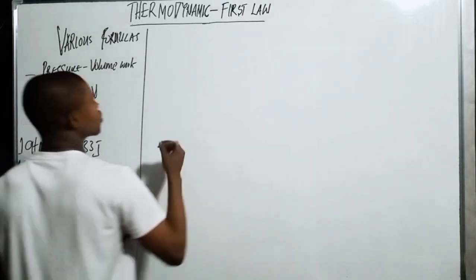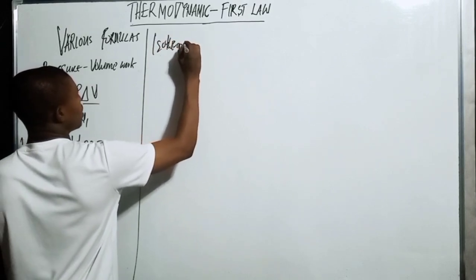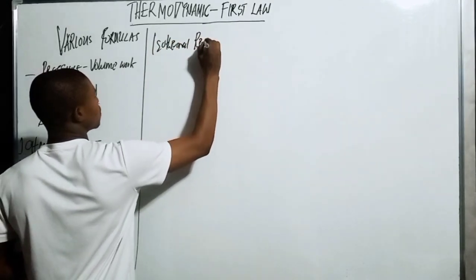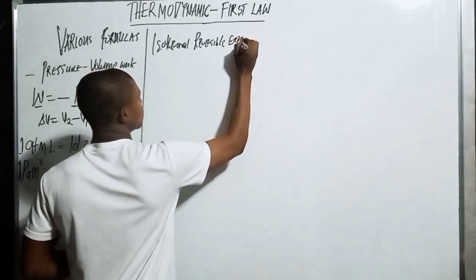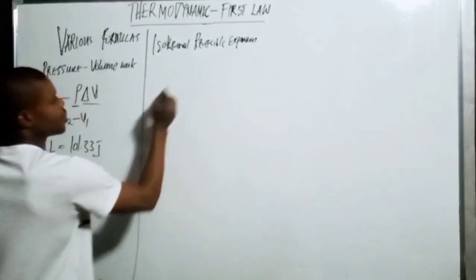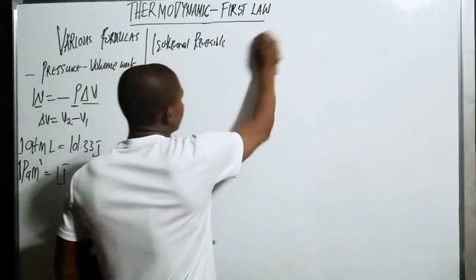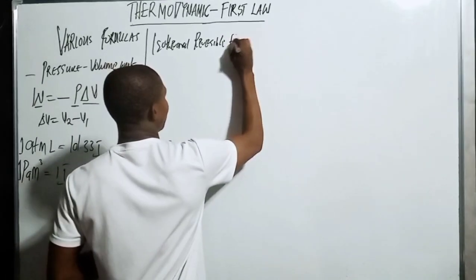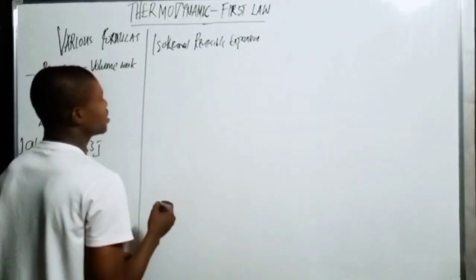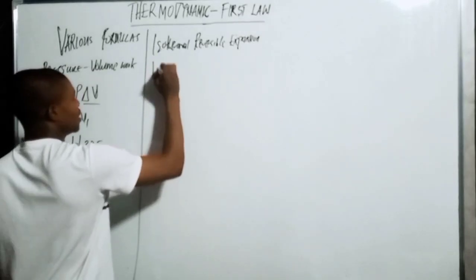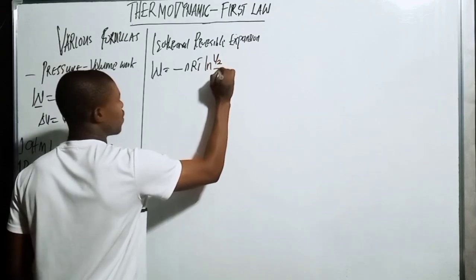The next thing I want to look at is isothermal reversible expansion. In isothermal reversible expansion, we have W equals minus nRT ln V2 over V1.